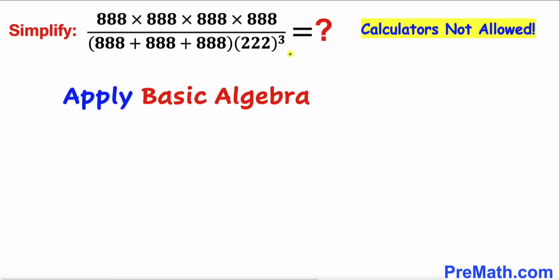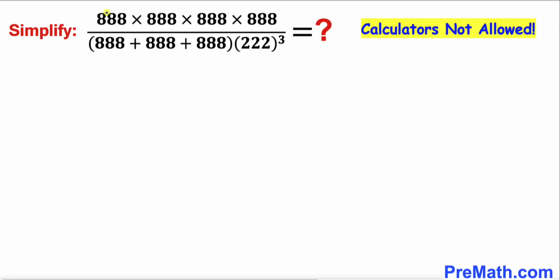We are going to solve this given problem with the power of basic algebra. Let's suppose that 888 is our A. So A equals 888. Then A divided by 4 is going to be 222. So this expression could be written as, at the numerator, I'm going to replace 888 by A.